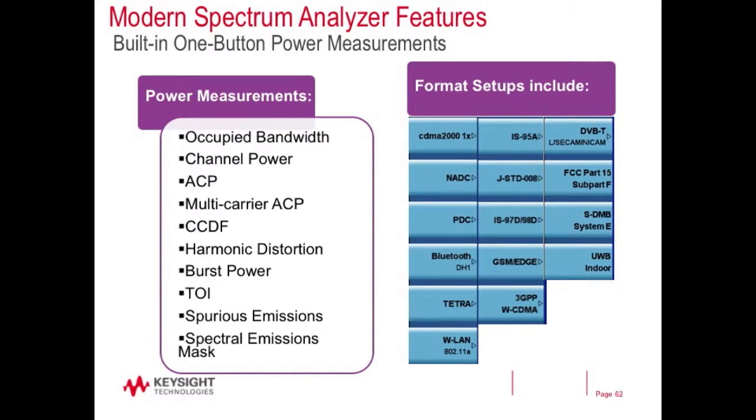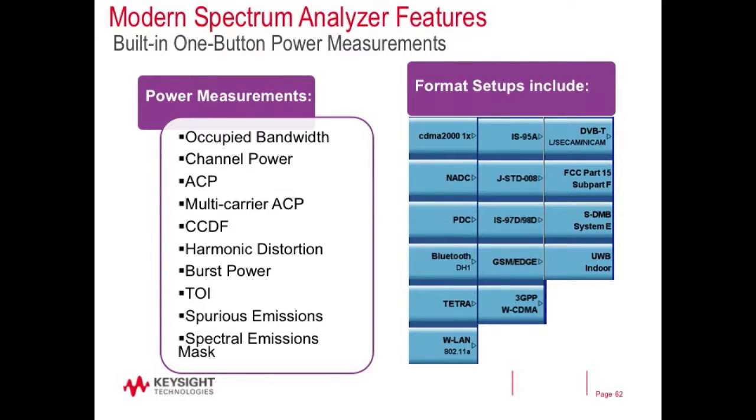And then one of the nice things about the modern analyzers too is a lot of these measurements, used to you had to set everything up by hand or run a program and do a lot of post-processing. Well, a lot of those functions are built in, so I talked about ACP. It's a one-button measurement. Third order intercept, that's a one-button measurement. This is really spur search, so spurious emissions. It'll help you find signals that you don't want.